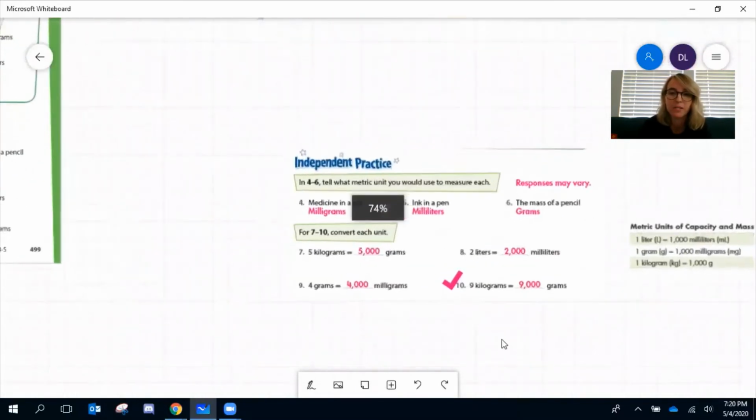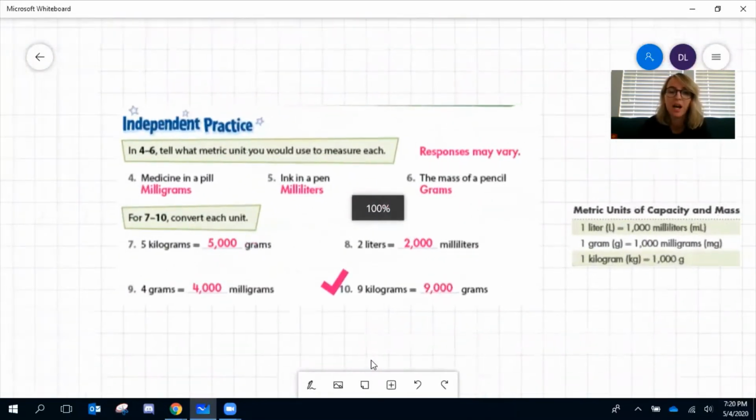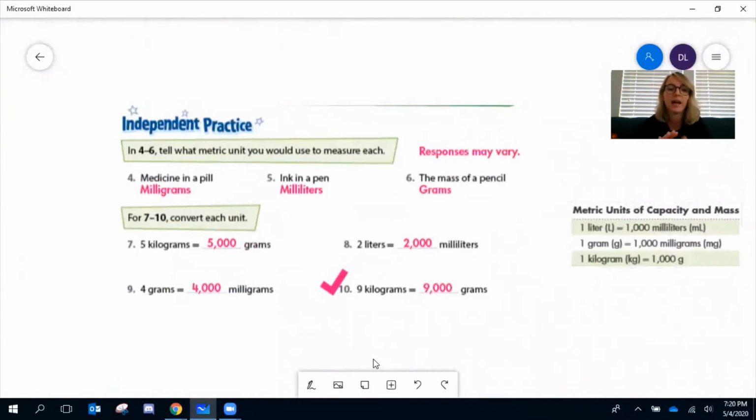We're going to go over those answers right now. So when we look at number 4, it asks us to tell the metric unit you would use in medicine in a pill. So a pill is obviously solid, so we would not be using capacity. We're going to be using mass.